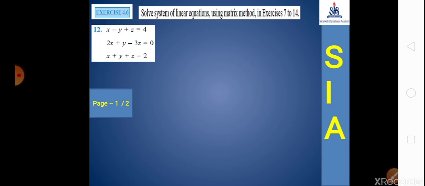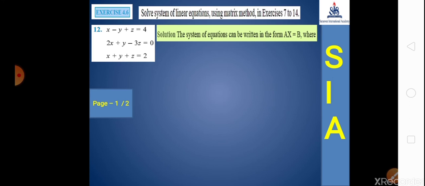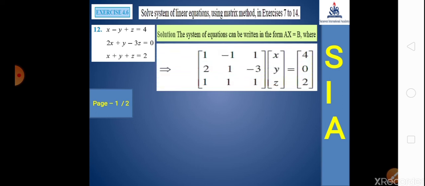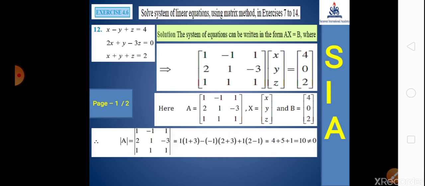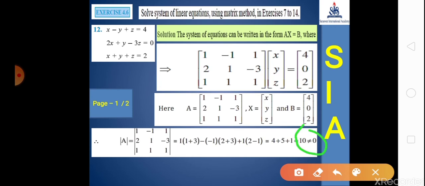Continue 4.6, question 12, same examples, it means same method. Solution: the system of equations can be written in the form of AX is equal to B. Apply A form, X form and the B form. So A, X and B are ready, column wise. And one more time I check whether the determinant of A is 0 or not. Yes, it is non-zero. This is a basic definition. Already I explained it in part 1 and part 2.